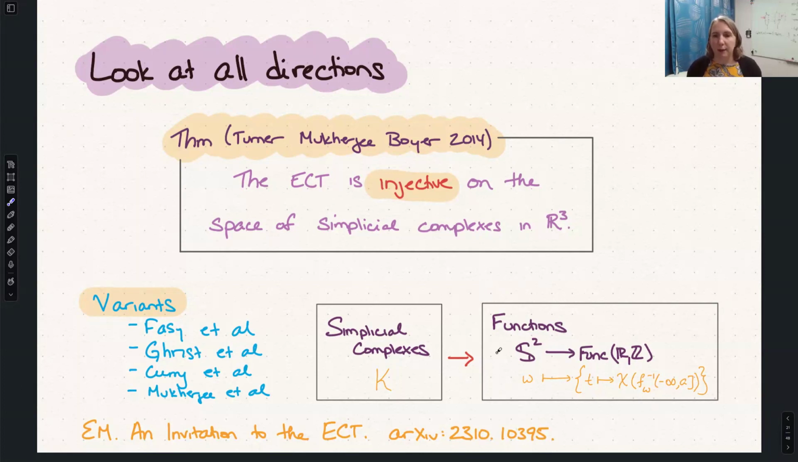So what does that mean? That means that if you have two different shapes that map to the same function, they must have been the same shape to start with. And in particular, they must have been the same embedding of the same shape, right? Because this is somehow measuring information about the embedding itself. If it's helpful, I have a survey article up on the archive. It's aimed at undergraduate level, sort of introductory to the material, so hopefully that's helpful.